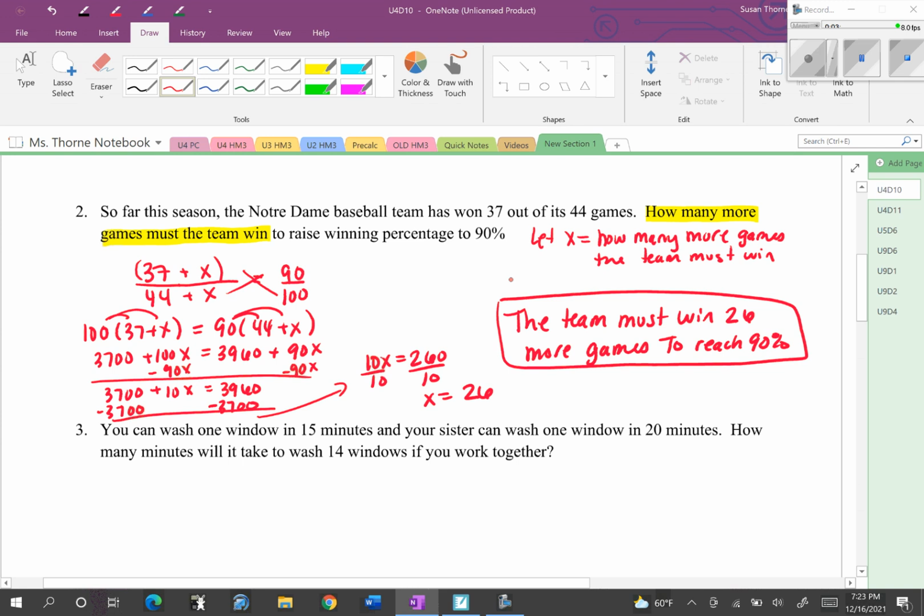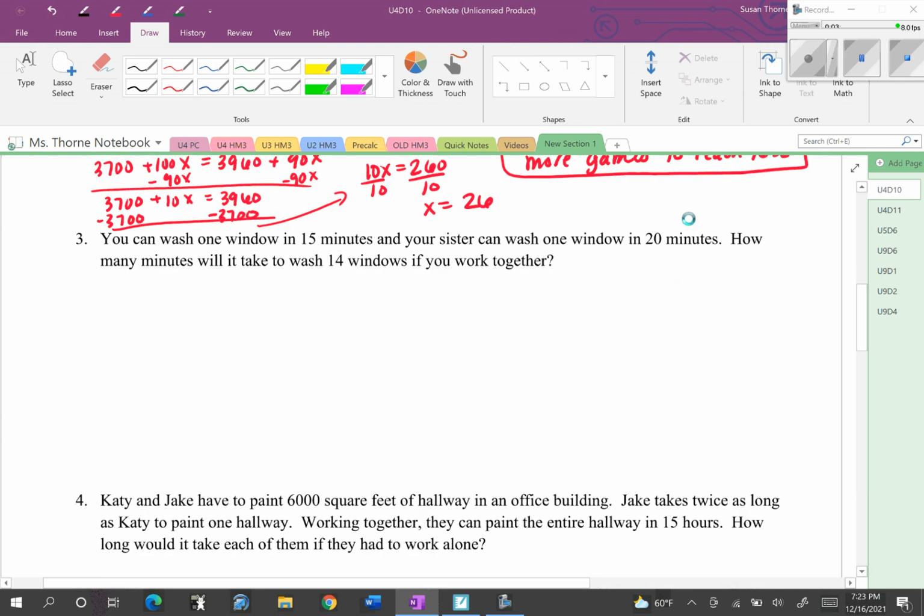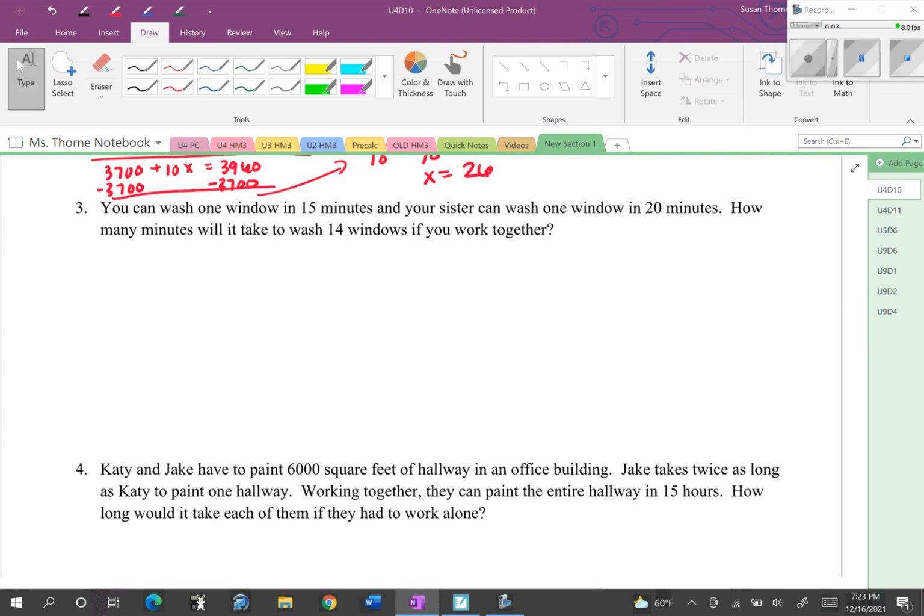Let's go ahead and look at number 3. You can wash one window in 15 minutes, and your sister can wash one window in 20 minutes. How many minutes will it take to wash 14 windows if you worked together? So for this, we're going to set up some proportions. Let's go ahead and do windows over the minutes. And we're trying to figure out how many minutes it will take to wash 14 windows if they work together. So x, of course, is going to be the number of minutes.